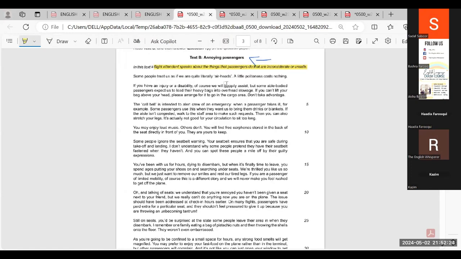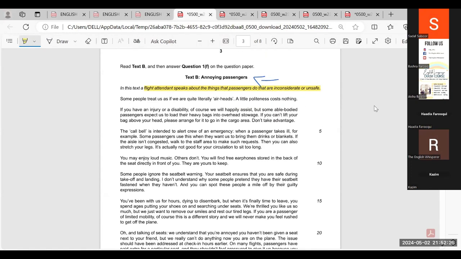Here, this passage is about what passengers do, which is inconsiderate or unsafe. So the passage is opposite to what the question is asking, and they do this a lot. What you need to do is find things that they do which are inconsiderate and unsafe, and then you have to kind of write the opposite.